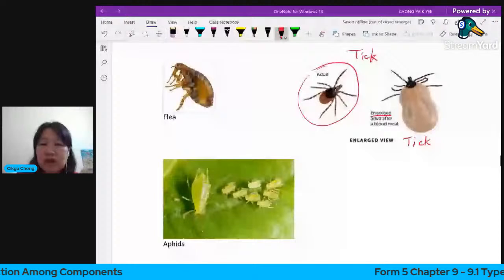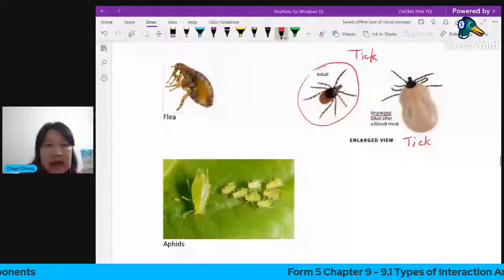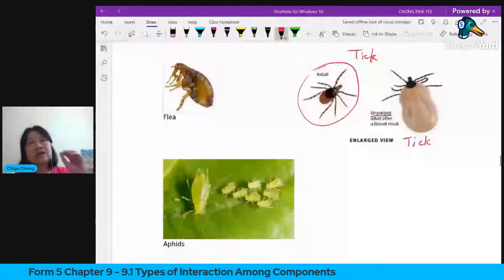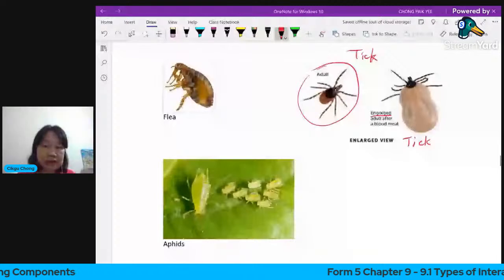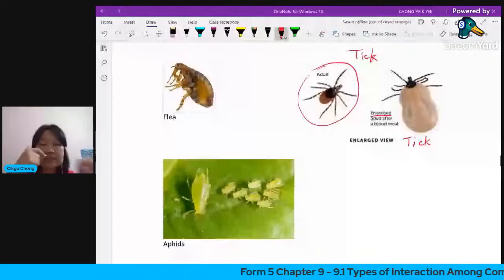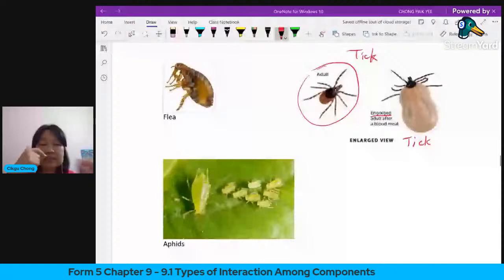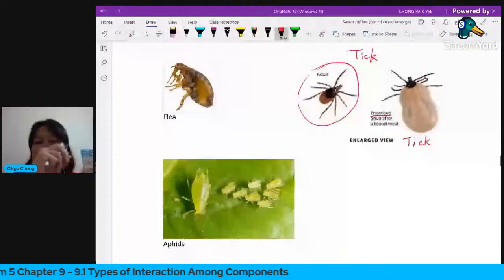Another example is on plants. These are aphids. Aphids are little insects that come to the plants and suck the nutrient from the plant. They have a proboscis, a little needle. They inject it into the phloem because they want to suck the nutrient from the phloem. Okay, so they suck the nutrient from the phloem, and this is the nutrient for them.